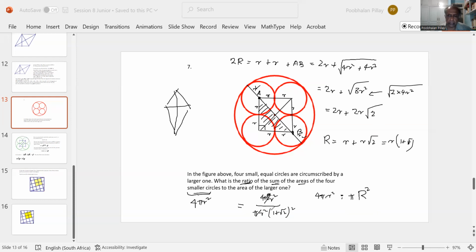Happily, the 4 pi's cancel, the R squared cancel. And in the numerator, you just have 4. The denominator, when you expand this, you get 3 root 3 plus 2 root 2. So that is the ratio that is required: the ratio of the sum of the areas over the area of the entire circle.